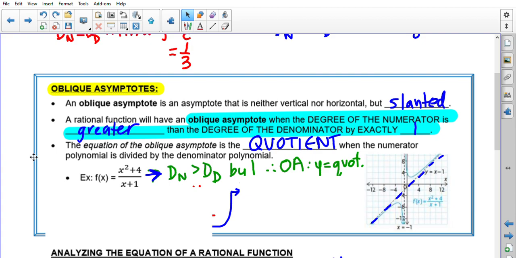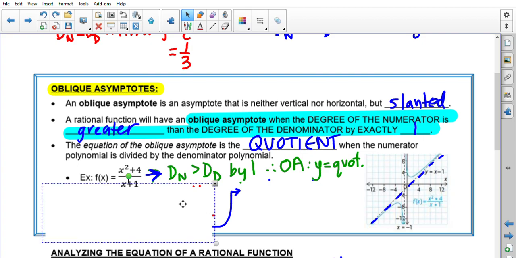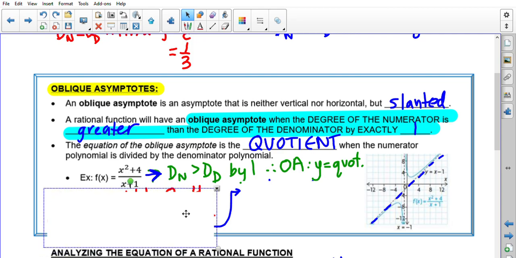Okay, so let's look at this example here. It says x squared plus 4 divided by x plus 1. So the first thing I notice is that the degree of the numerator is greater than that of the bottom by exactly 1. It's degree 2, degree 1. So right away I know that my oblique asymptote will exist, and it's going to have the equation y equals and then whatever the quotient is. So sadly I'm going to have to do some work here. Okay, but it's everything that we know before. So let's start doing our division.